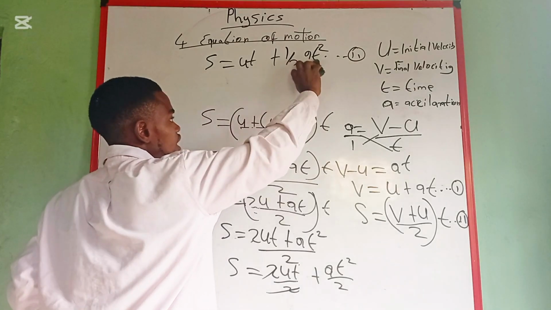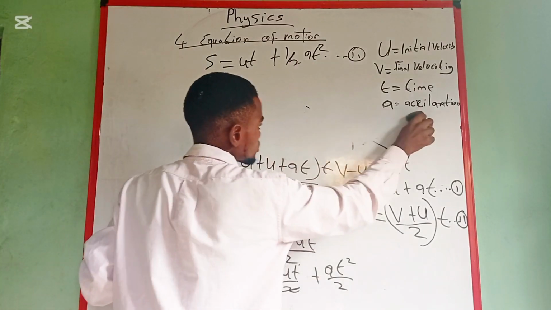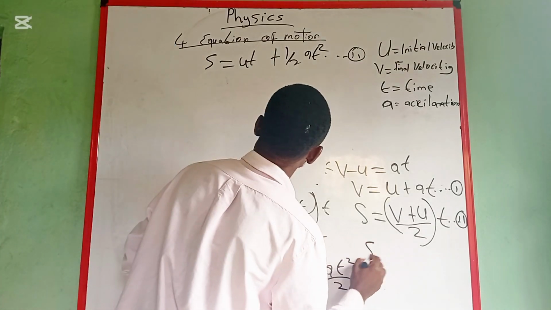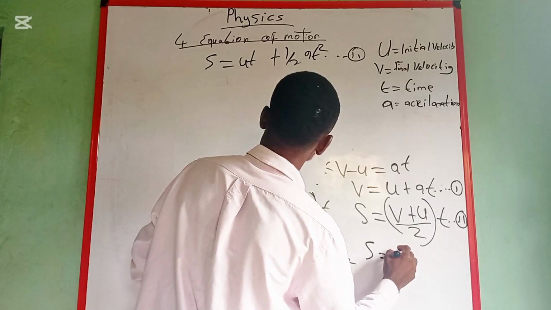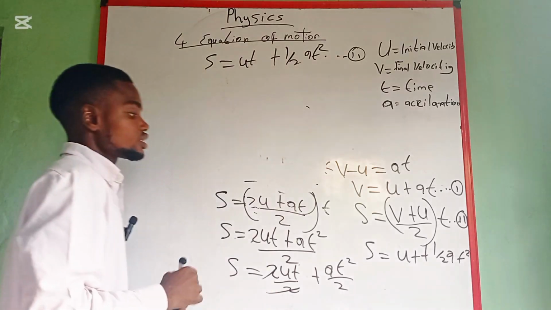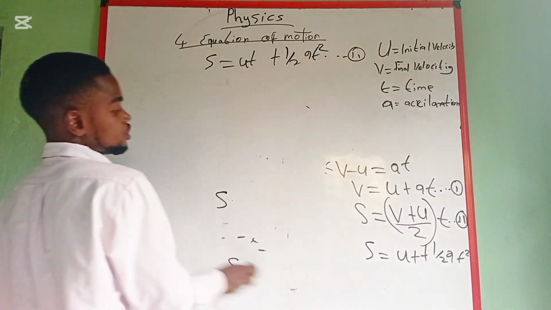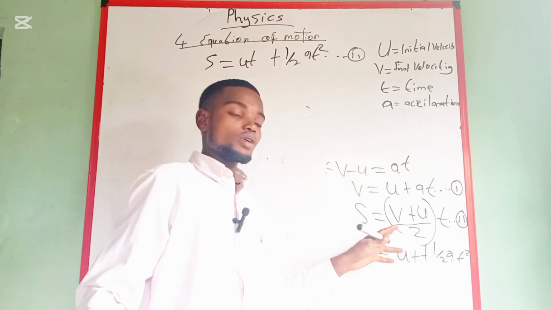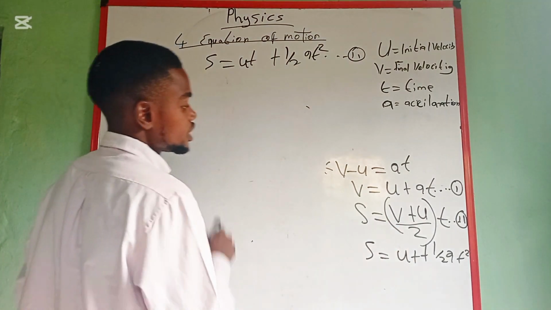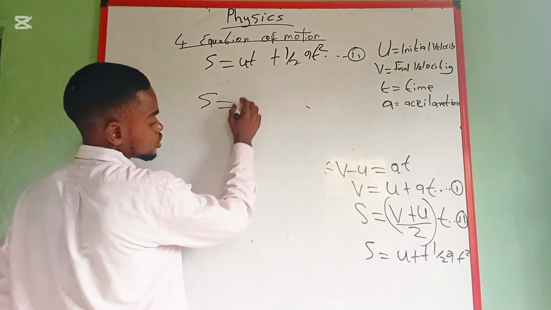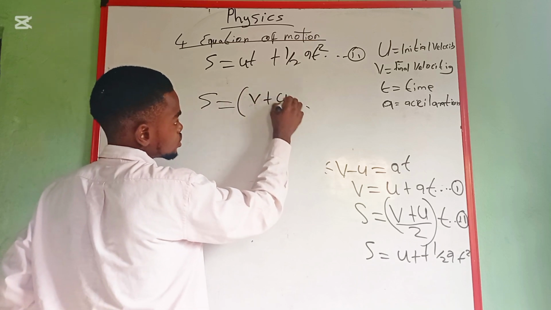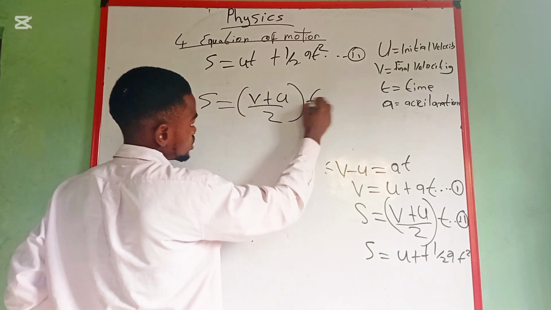Now we move over to the last equation of motion. So this last equation of motion, let's put the new one, which is ut plus half at squared. Now this fourth equation of motion, we are still going to make use of this speed formula over here. So making use of that speed formula, you're going to find out that here we have that x is equals to v plus u over 2t.